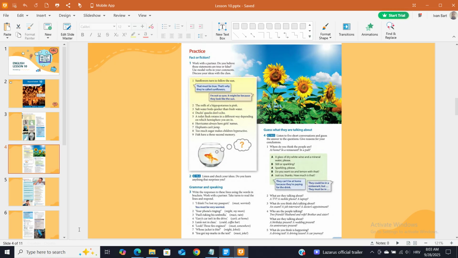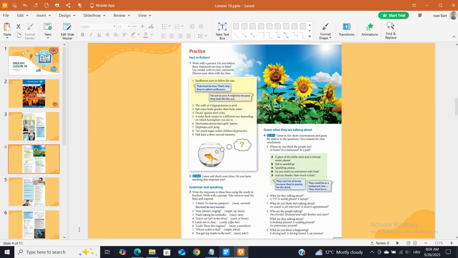6. Look. Fire engines. (Must, somewhere.) 7. Whose jacket is this? (Might, John's.) 8. You got top marks in the test. (Must, joke.) Guess what they are talking about.